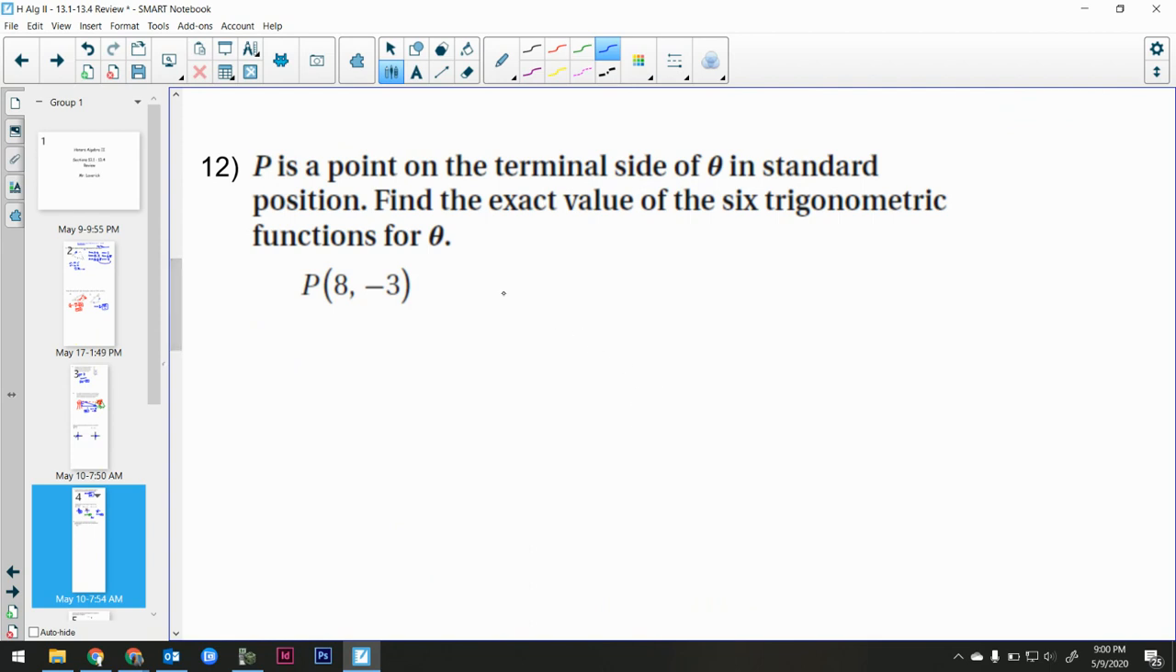Okay. Here's 12. Go ahead and try this one. This one's a little bit difficult, so go ahead, give it your best shot, and then we'll see how it goes.